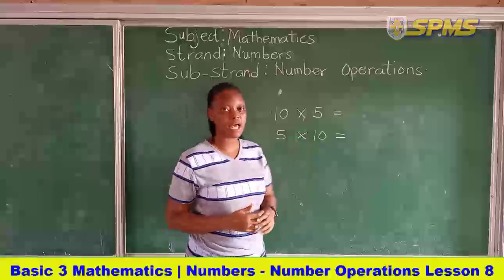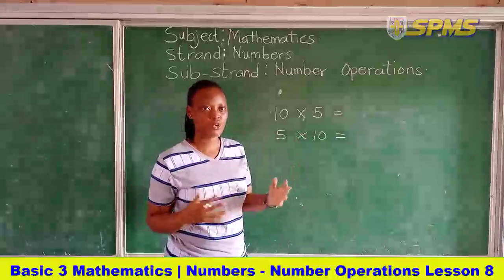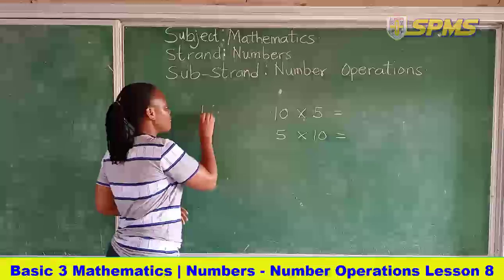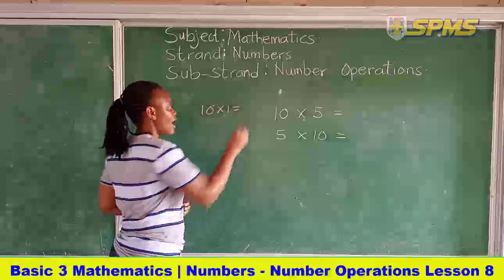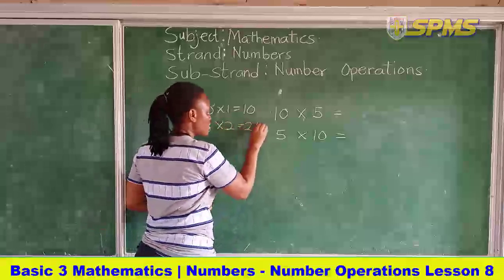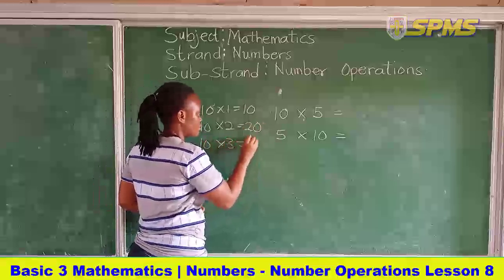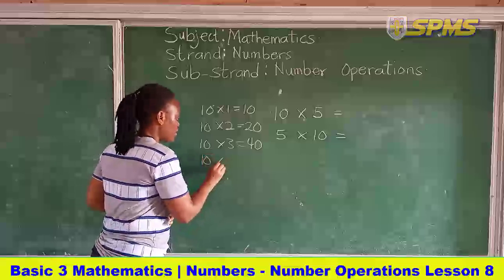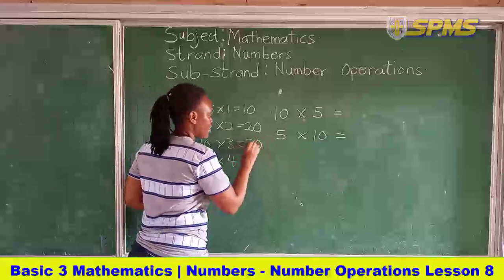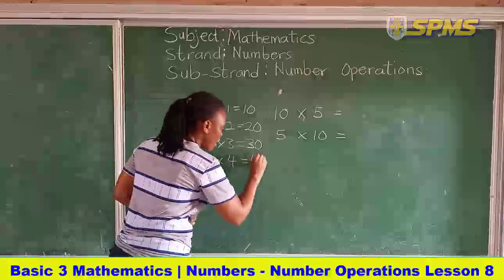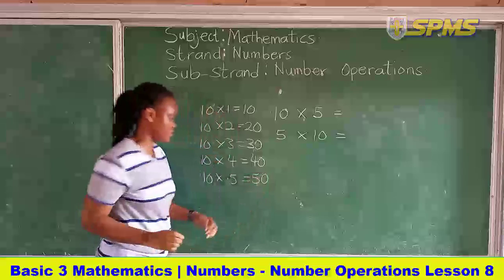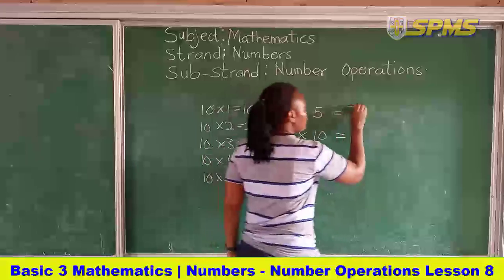Now let us multiply the first number to know if we can get the same result as the second number. 10 times 1, we have 10. 10 times 2 will be 20. 10 times 3, we have 30. 10 times 4, we have 40. 10 times 5 is 50. So 10 times 5, we have 50.